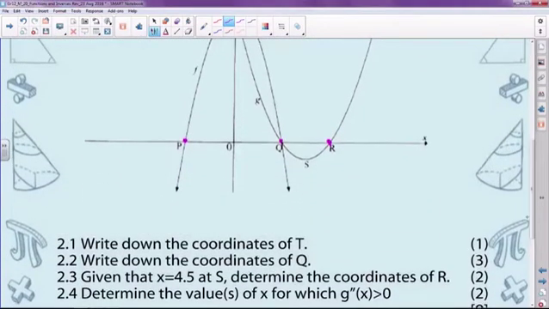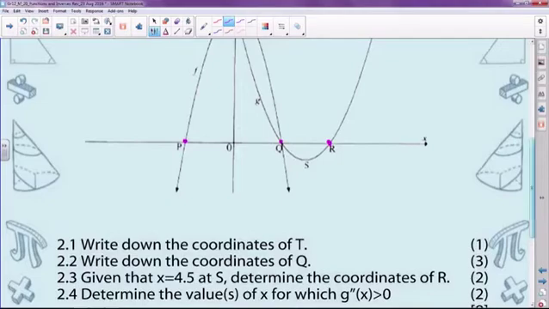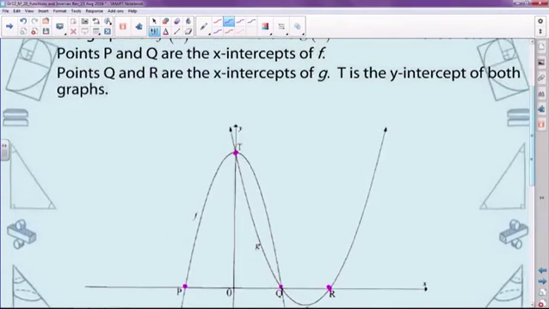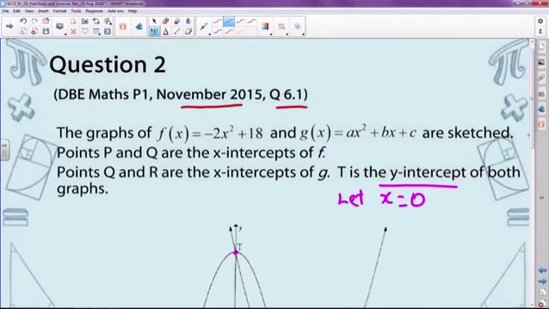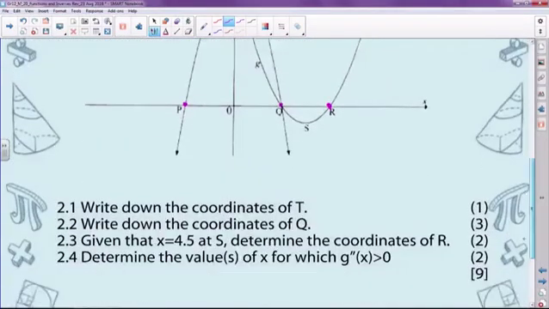The first question is: write down the coordinates of T. I first look at T and see that it's a point of intersection of both graphs. It's also the y-intercept of both graphs. How do I find the y-intercept? We let x equal 0. Now that means we need an equation to work with. Do we have an equation? Yes, they've given us the defining equation of f of x: minus 2x squared plus 18.